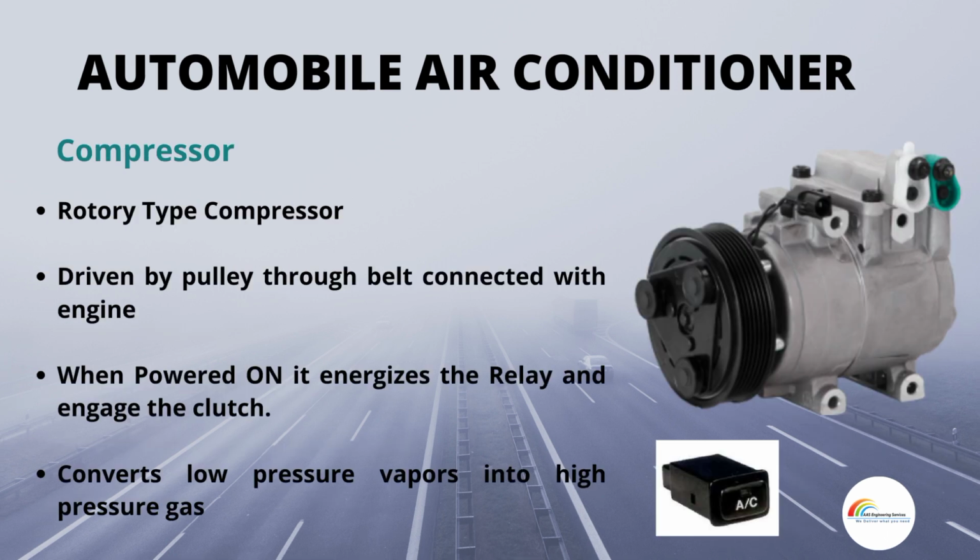Then there is a slide regarding the compressor. There are almost 3 to 4 types of compressor used. In most cases a rotary type of compressor is used in this automobile air conditioner, the shape in front of you, driven by a pulley through a belt connected with the engine. The belt is installed through the pulleys connected with the engine. The pulleys differ from model to model, maybe with the water pump belt, maybe with the camshaft. We will explain further in later slides.